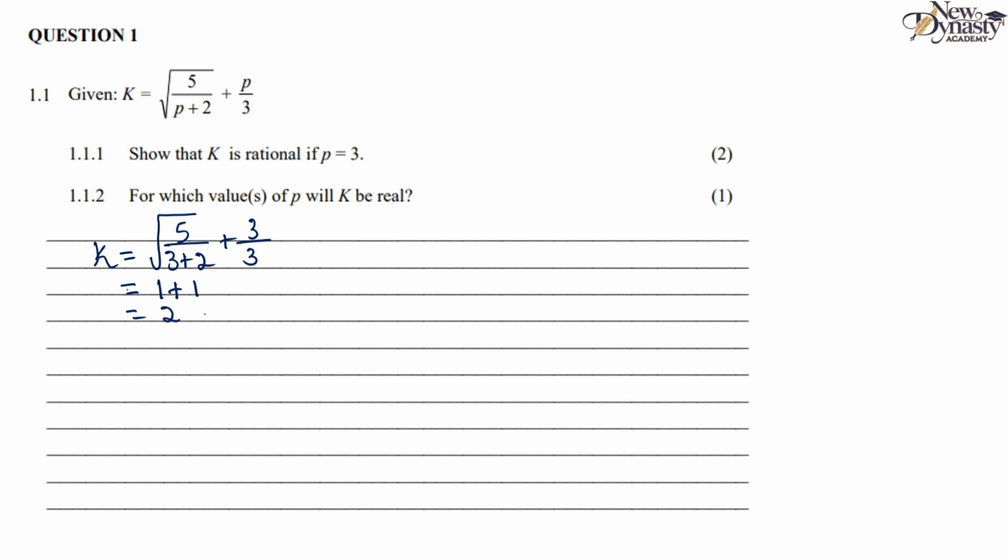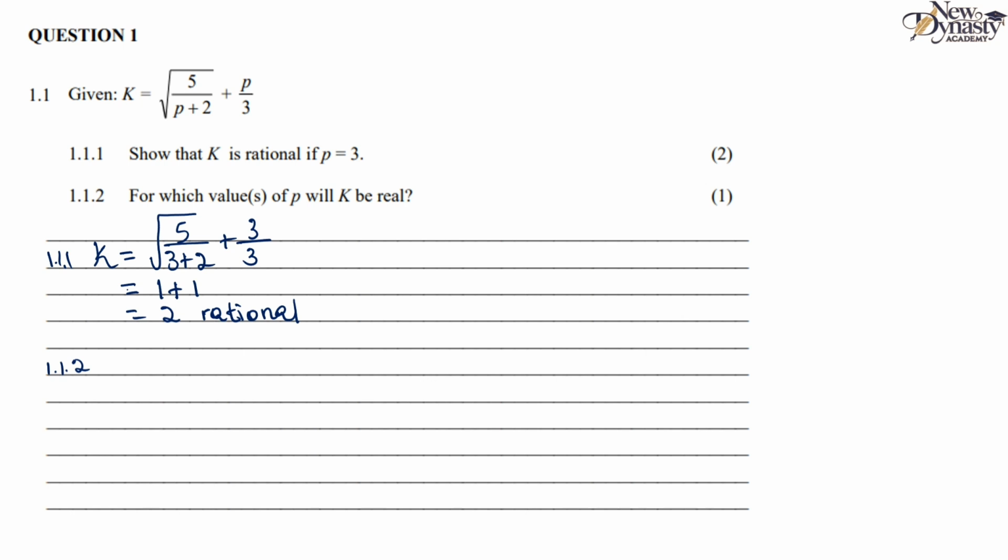So you can see now that this is rational because our 2 here is a rational number. And that's how you prove that. Quite simple. So the next question, question 1.1.2, says, for which values of p will k be real?